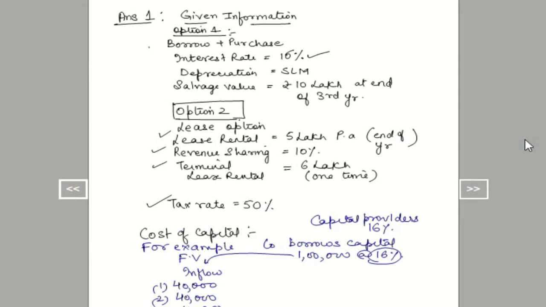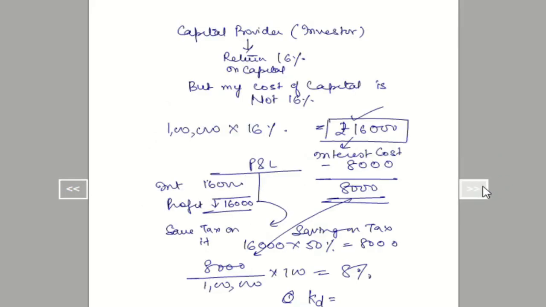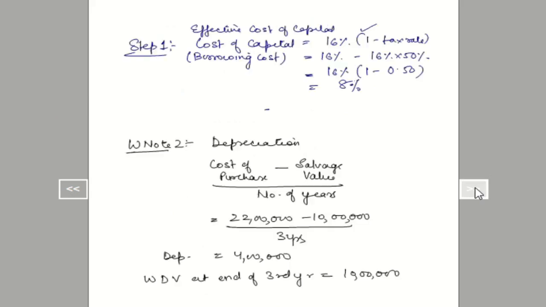I'm changing the sheet. Pause the screen and write it down. After KD, nothing is written. Pause the screen and write it down. This is the first computation. Instead of step 1, write working note number 1.